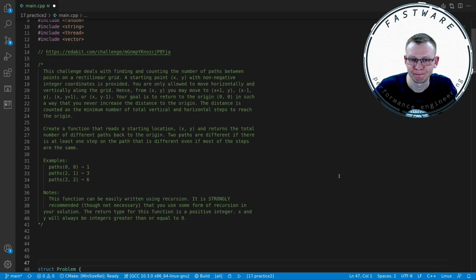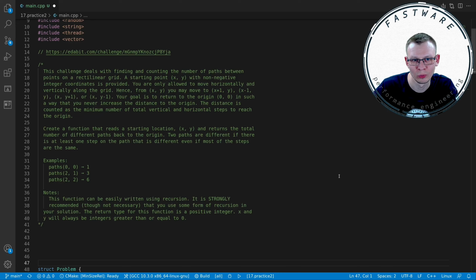But the notes strongly recommend using some form of recursion. Now, I don't know about you, but I don't like these sort of suggestions because I like to think through the problem myself. But what do you think? How would you solve this particular problem? So pause it, think about it, and let's continue.